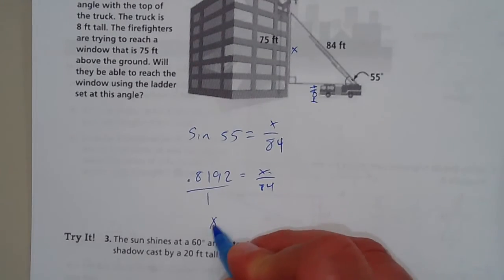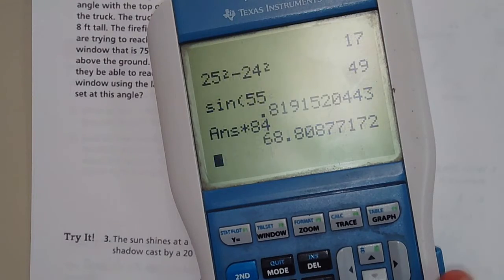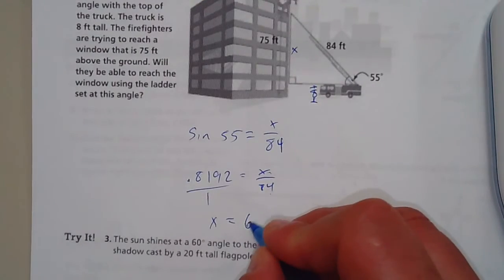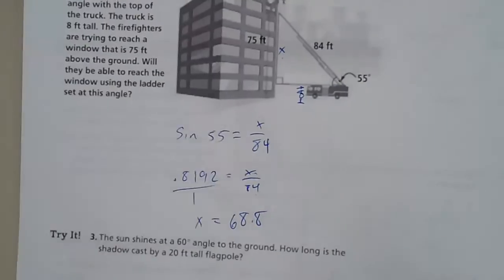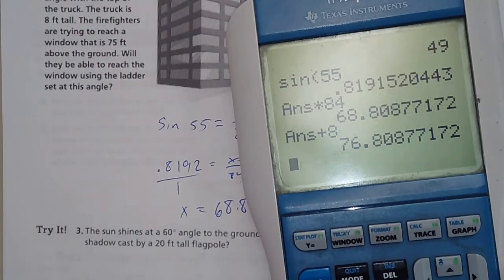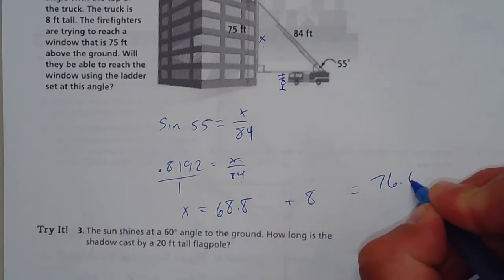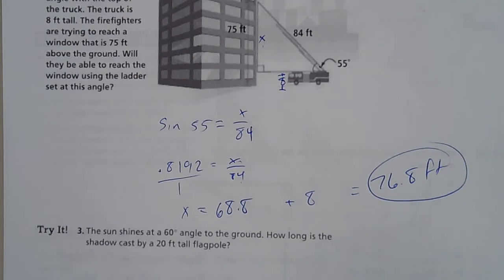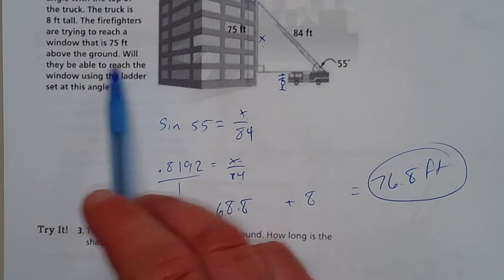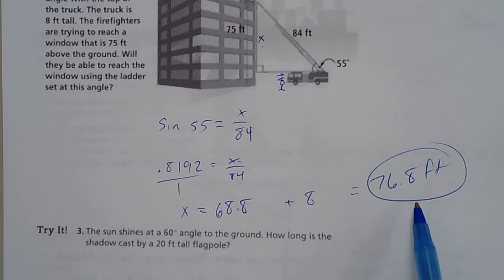Put this over 1 and cross multiply. So x times 1, of course, is x. 84 times my decimal is 68.8. So I get that this is 68.8. I add my 8 additional feet from the truck, and I'm at 76.08 feet. So the question, let's read it here and see what we think. Will they be able to reach the window using the ladder set at this angle? Kinda. They're a hair high. They're 1.8 feet high. So what could they do here?